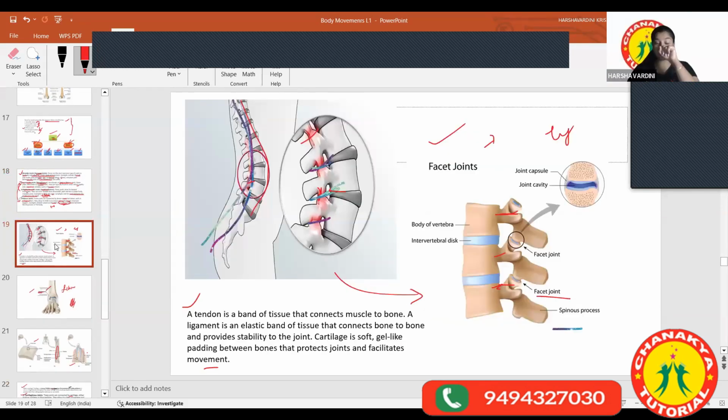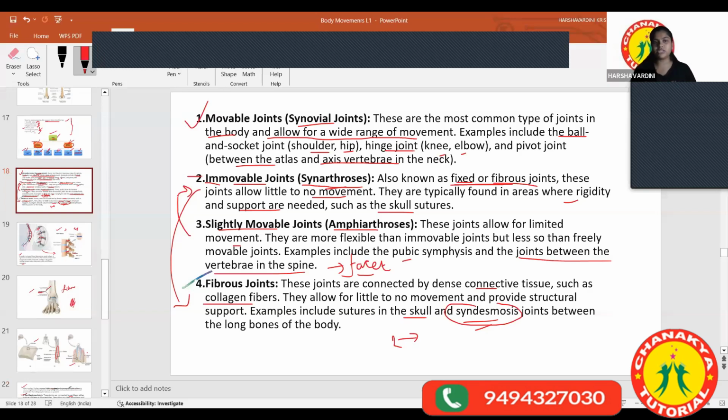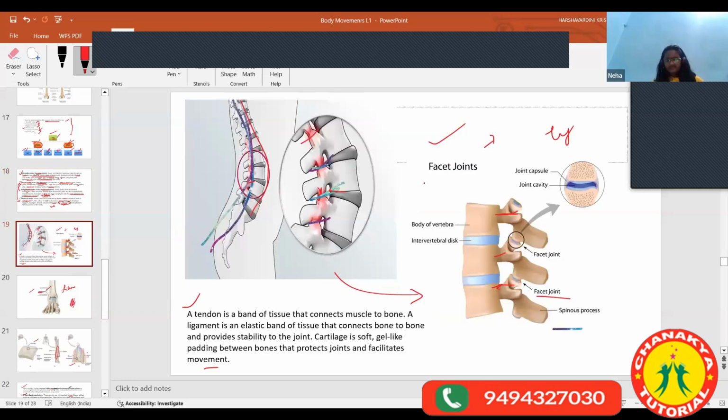Another time it just got copy pasted. Like the same thing, it's just a Xerox copy. We saw what facet joints are. Facet joints are the joints that are here. Exactly here, if you see here, they will be present. Facet joints are slightly movable. That's it. Not fully movable.